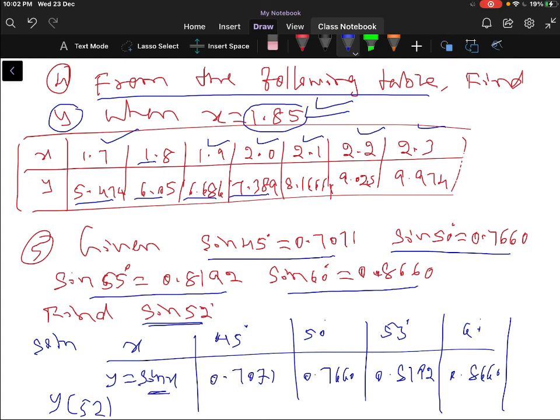Here you have to find out y of 52, that is sin of 52 degrees. So you have to estimate the value of y is equal to sin x at x equal to 52 degrees. That x value 52 is near to the initial value, so you can use Newton's forward interpolation formula. This problem is also similar to the previous problem.